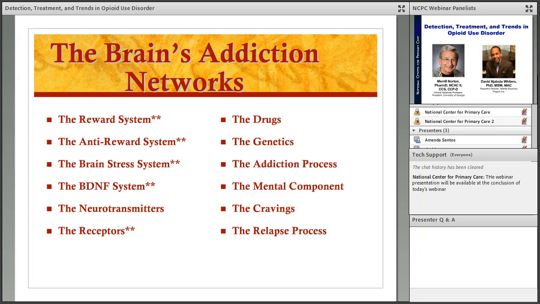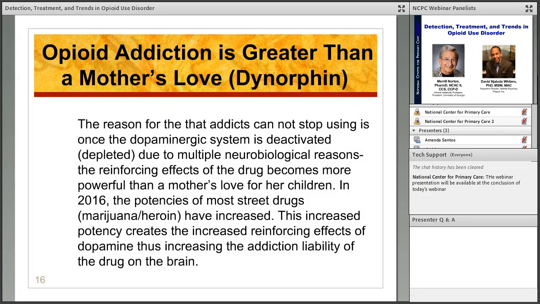And so we have multiple systems that are impacted over time. I call opioid addiction greater than a mother's love. And a mother's love, as we've discovered, is a dynorphin. And for you that do not know what dynorphins are, those are biochemicals that your mother gives you at birth. It gives her the greatest experience she's ever had living, or at least most women have it if they have normal brain chemistry. And it also gives that infant that overwhelming bonding memory of their mother, their connectiveness of that mother. And one of the things that we will explain in just a second, what we've discovered recently, is the reason that addicts cannot stop using: once that dopaminergic system is deactivated, due to multiple neurobiological reasons that we will not have time to go into, the reinforcing effects of the drug become more powerful than a mother's love for her children. That is why addicts will put their drug over everything else in their world.